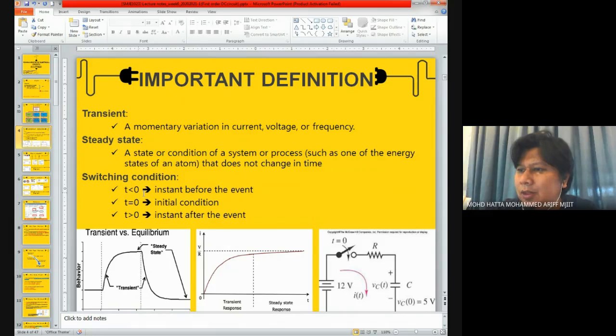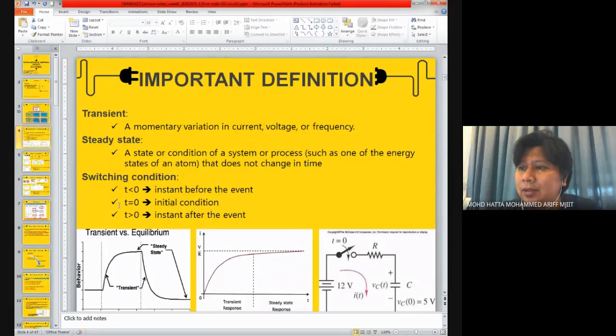So in terms of switching condition, let me get back into the definition. We're going to have three definitions of switching condition. First is t less than 0. T less than 0 means the instant before the event. If you compare with this diagram, t less than 0 means that the switch will be open.